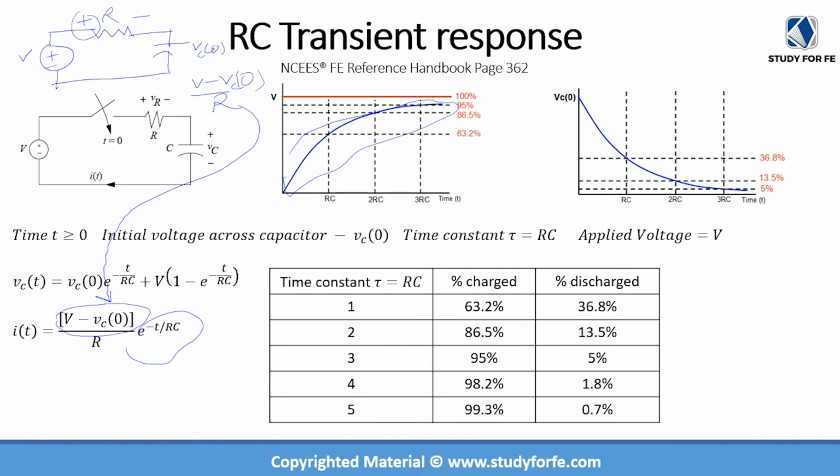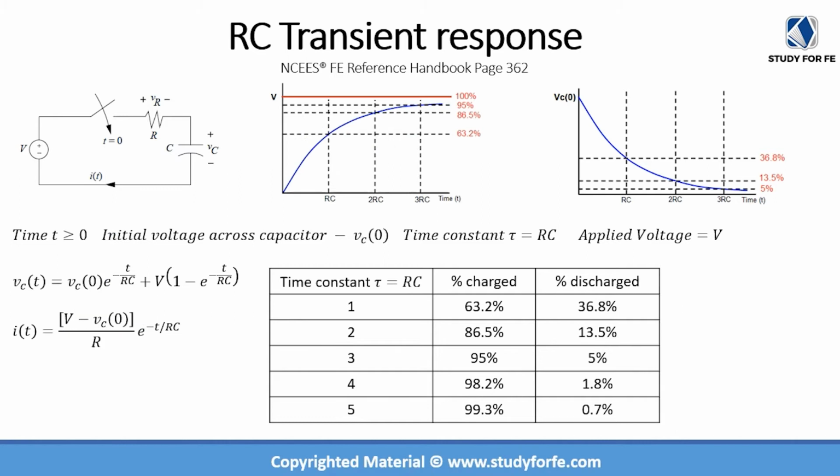Okay, now if the voltage across the capacitor initially was equal to 0, then this simply becomes V divided by R times e raised to power minus t divided by RC. Now you'll see that the current based on this equation, simply V divided by R e raised to power minus t by RC, actually looks very similar to the discharge curve. And the reason for that is that initially when the capacitor voltage is 0, then this delta would be the highest, okay?